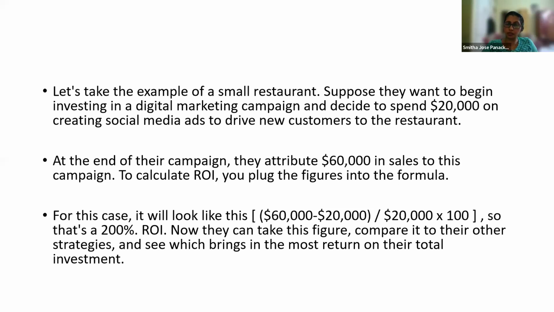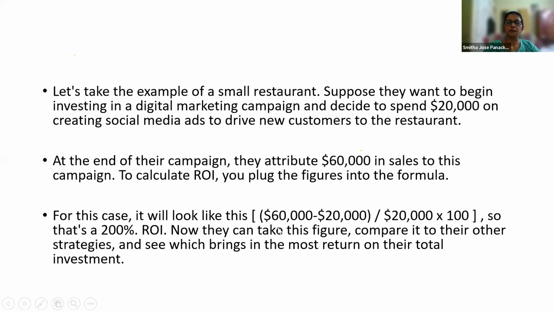$20,000, right? That is also a kind of investment. Spending $20,000 for a digital marketing campaign is also an investment. Hope it is clear. Then what is their expectation? When they spend 20,000, what is their expectation? They expect their sales to increase by $60,000, right? Then how can we calculate the ROI of this investment?